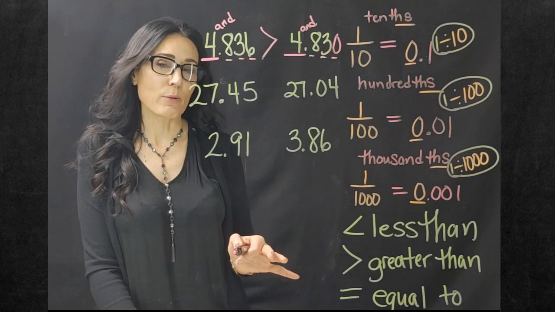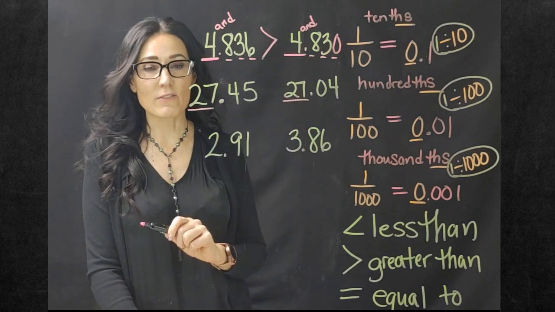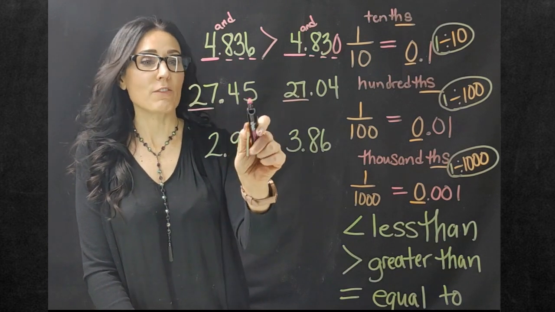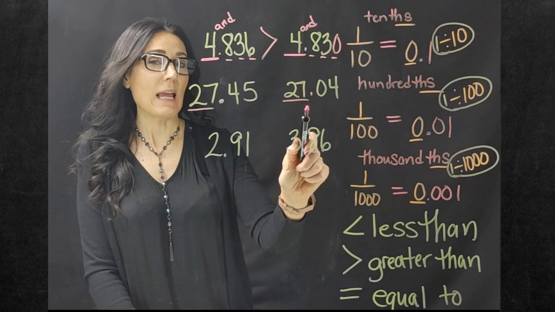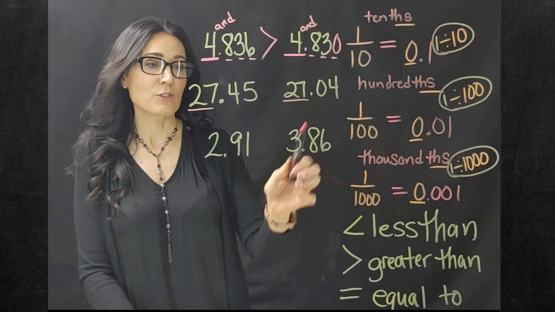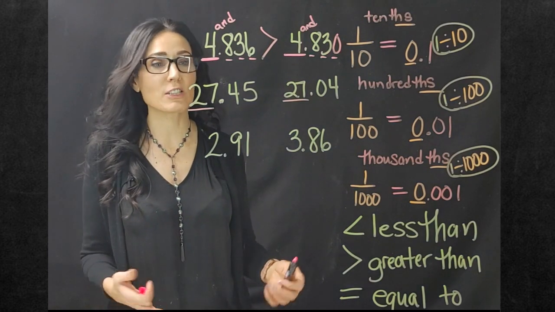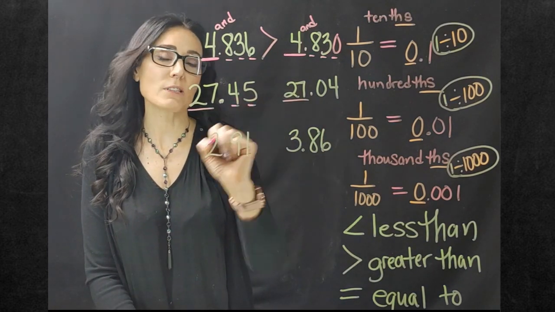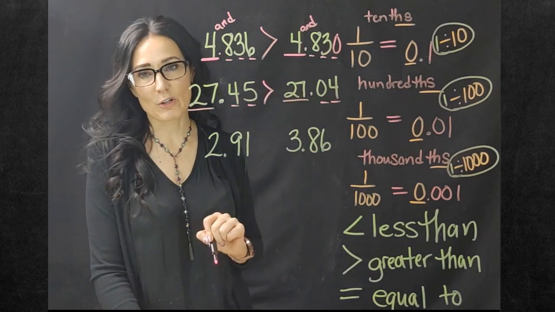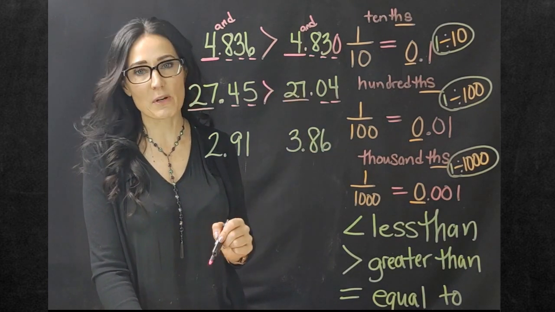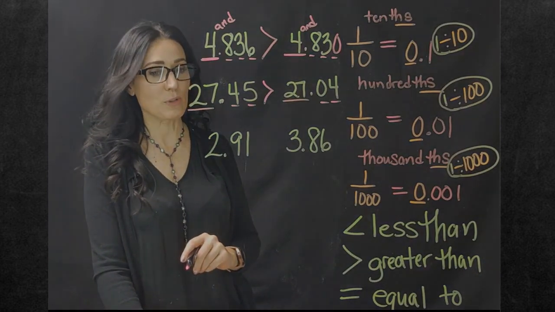Now on this one, I want you to notice they actually have the same whole number, 27 and 45 hundredths. This one is read 27 and 4 hundredths. So we don't need to add any zeros to this because they both are hundredths. So we would just compare our decimals. We have 45 and 4. So we know that 45 is larger. So 27 and 45 hundredths is larger than 27 and 4 hundredths.